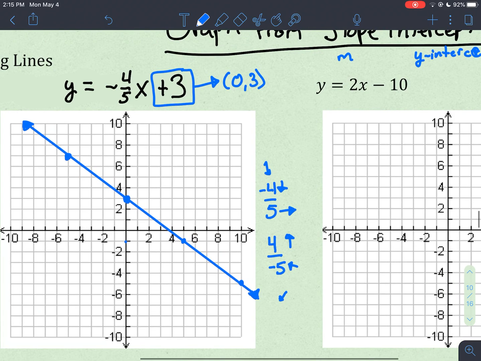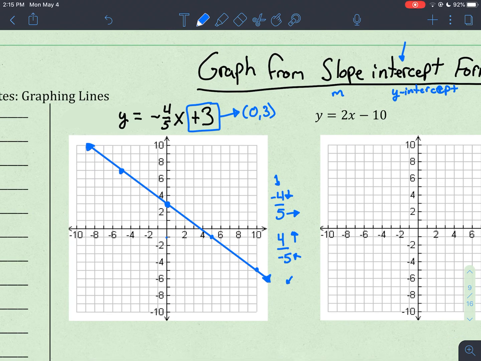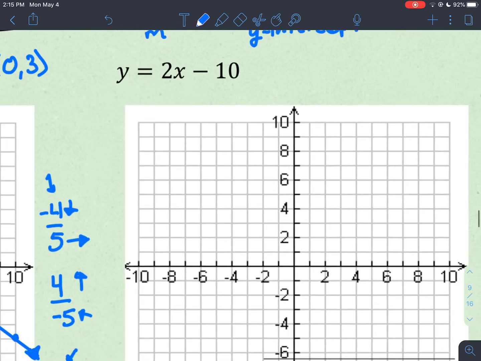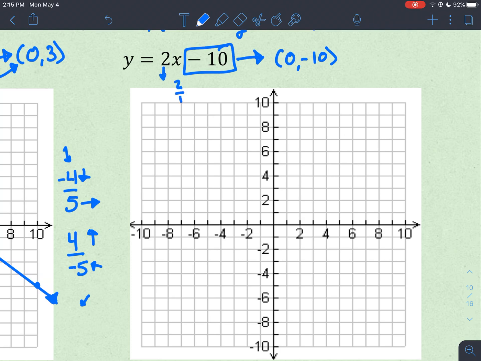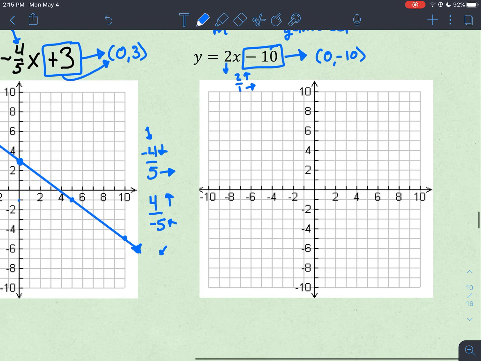From slope-intercept form, we start at the y-intercept, and that's going to be the number hanging off the back here. And then our slope is going to tell us how to navigate. So once again, look right here. This tells us that we're going to start at the point 0, -10. And my slope here is 2, which we can write as 2 over 1. That tells us to go up 2 and right 1. So let's start at 0, -10 down here.